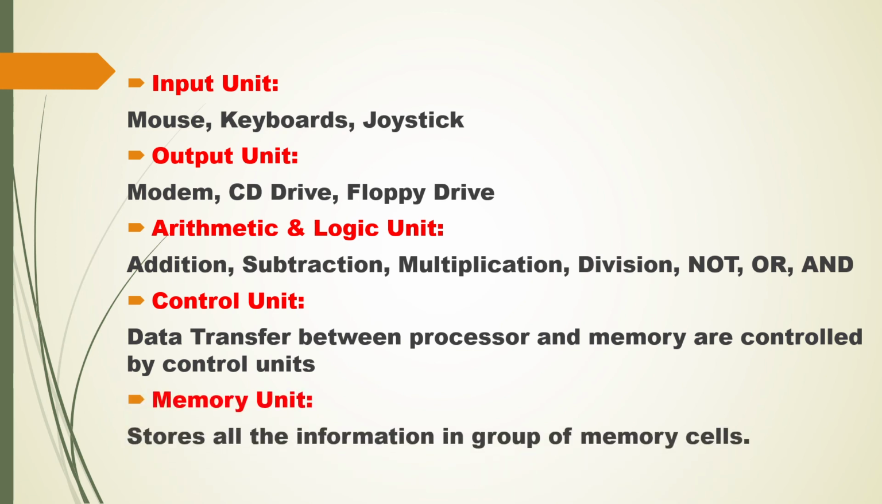Now we will see the memory unit. The memory unit is used to store all the information in a group of memory cells. Each memory location has a unique address and can be addressed independently. The memory unit stores all the information in a group of memory cells, each holding a binary digit.